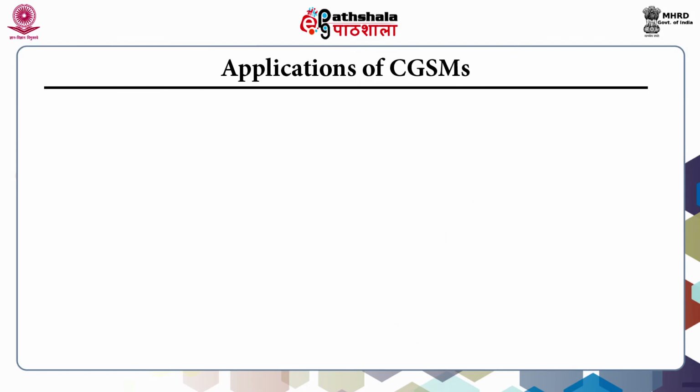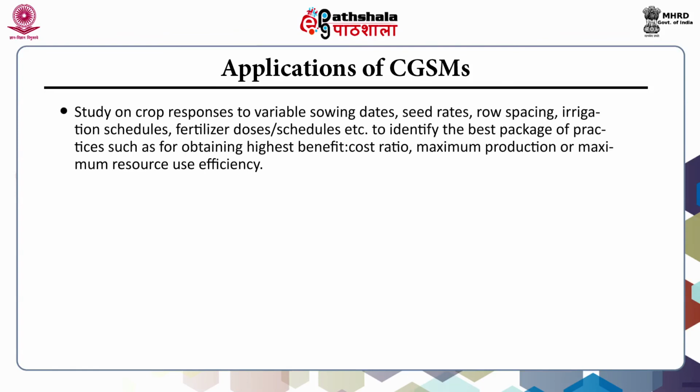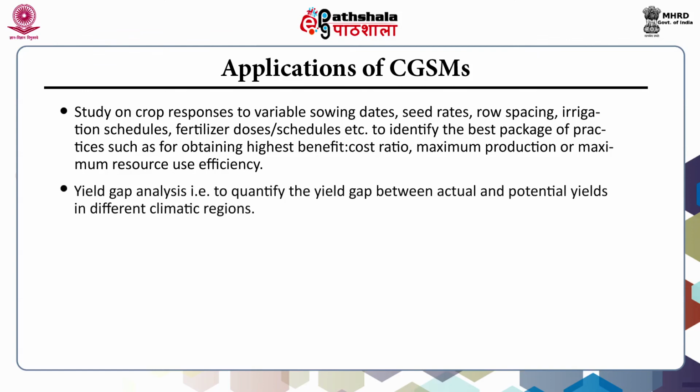Applications of CGSMs. The study of crop responses to variable sowing dates, seed rates, row spacing, irrigation schedules, and fertilizer doses or schedules helps to identify the best package of practices for obtaining the highest benefit cost ratio, maximum production or maximum resource use efficiency. Yield gap analysis, that is to quantify the yield gap between actual and potential yields in different climatic regions.